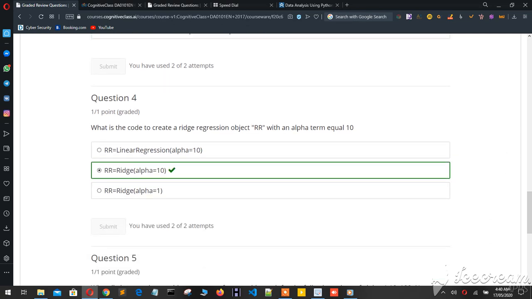Question number 4 is available here. What is the code to create a Ridge regression object RR with alpha equals 10? So RR equals Ridge(alpha=10). So that is our answer. Linear regression is not the correct option. The correct option is Ridge.